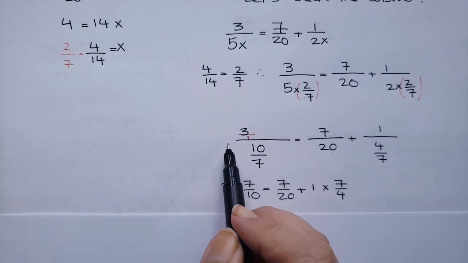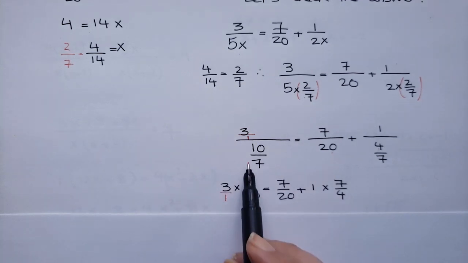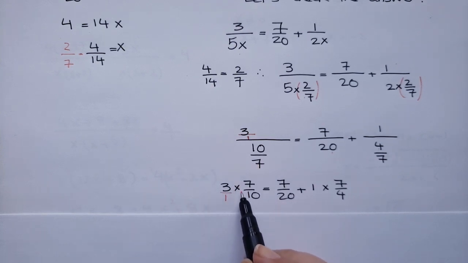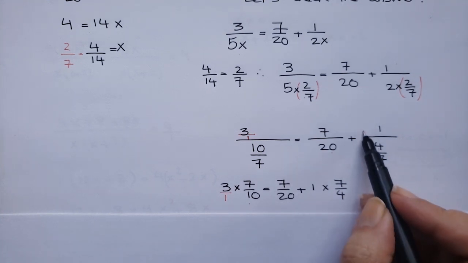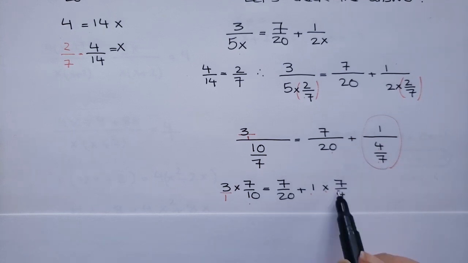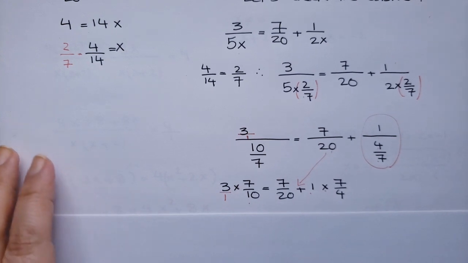So here I follow the division rule for fractions. I write the first fraction, multiply it by the reciprocal of the second fraction. So 3 multiplied by 7 over 10. On this side, first let's simplify this fraction. So it will be 1 multiplied by 7 over 4. And then this one, I didn't change anything.